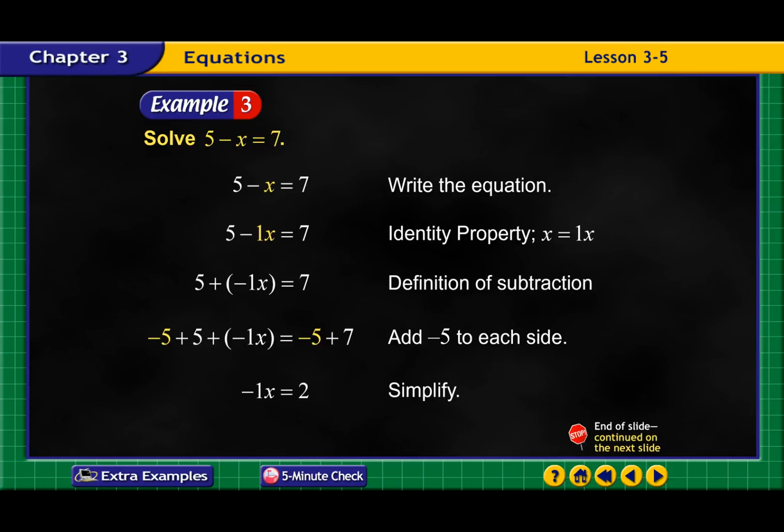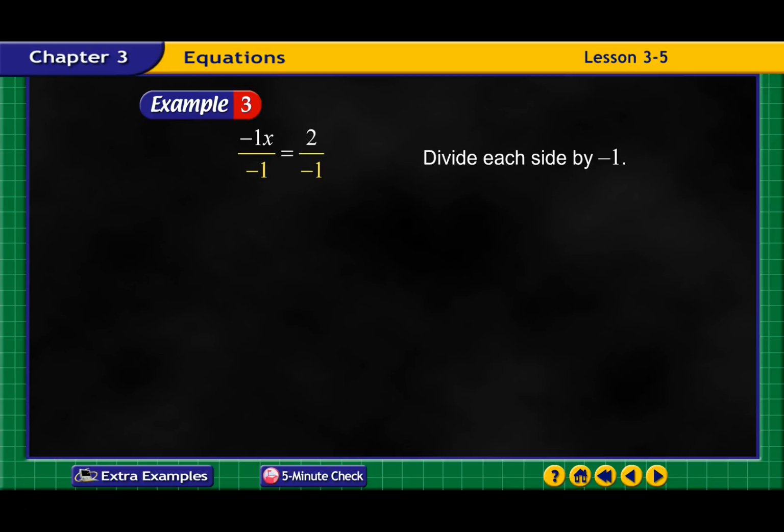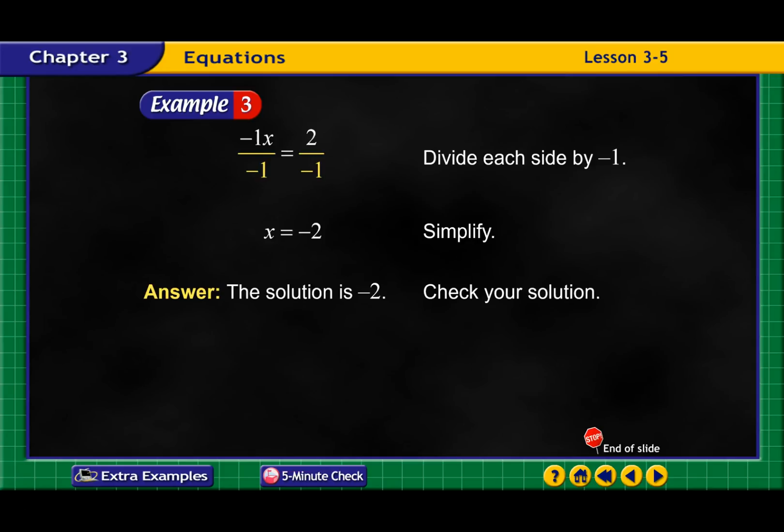Here's where it gets complicated. You're not done. If x has to be completely by itself, the negative symbol is still something attached to it. So we're going to divide both by negative 1 to get x by itself, so x equals negative 2. So the answer is negative 2.